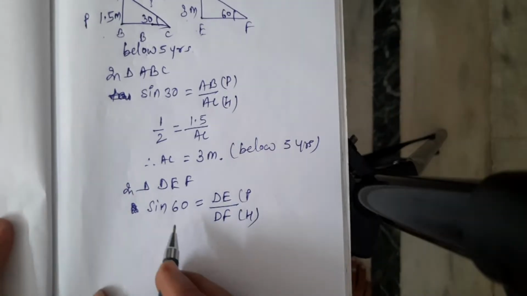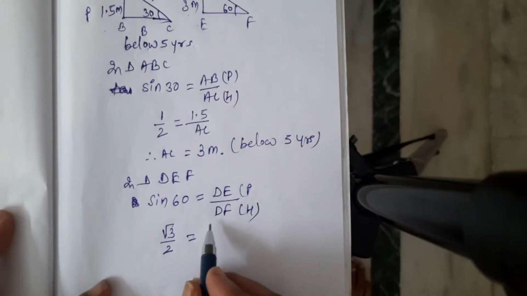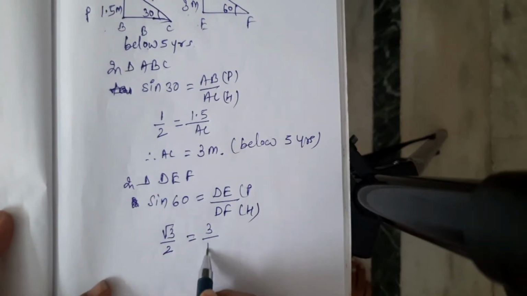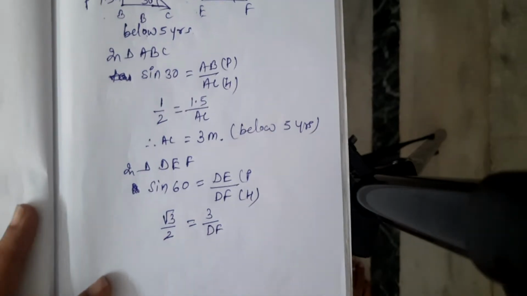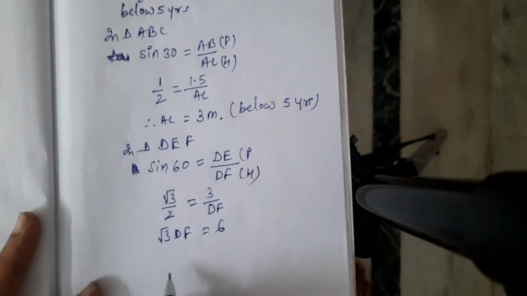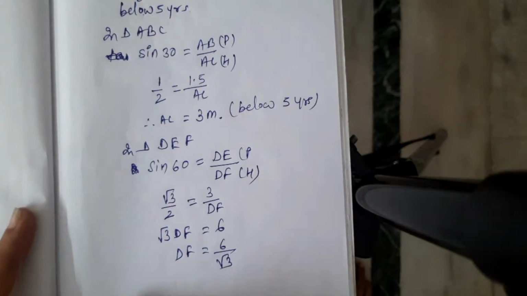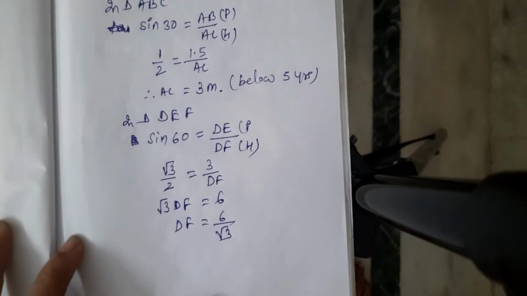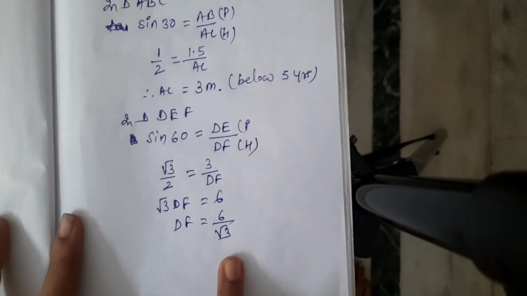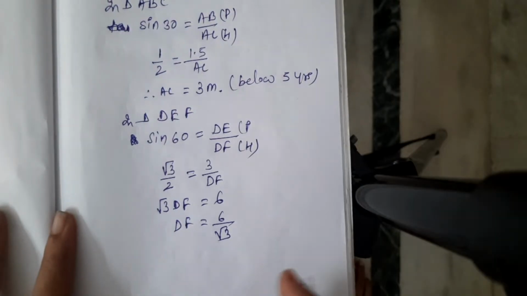Now replace their values. Sine 60, its value is root 3 by 2. DE, it's given 3. DF we need to calculate. So let's have cross multiplication. Now root 3 DF is equal to 6. So DF is 6 upon root 3. Always you need to remember that there should not be any root form in denominator. If you are getting any root form in denominator, you need to rationalize it.